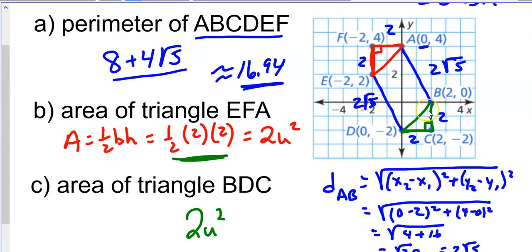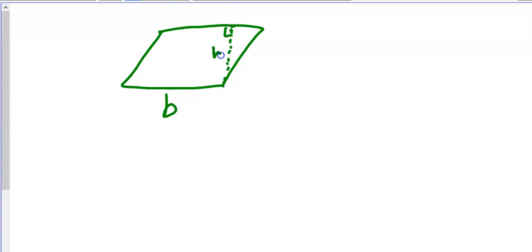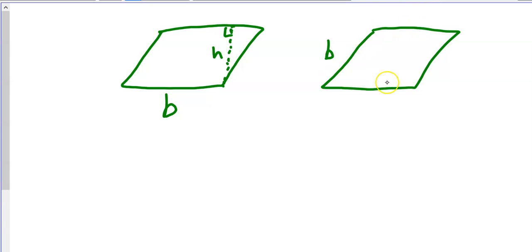Quick little note about what I was talking about here with base and height. If I'm given a parallelogram, usually we put base here, and then we would talk about the height. But any side can be the base. I can make this side be the base. I just then need to draw a perpendicular to that base, and that's the height. So this could be the base and the height that go together. This would be a second base and the second height that would go together.